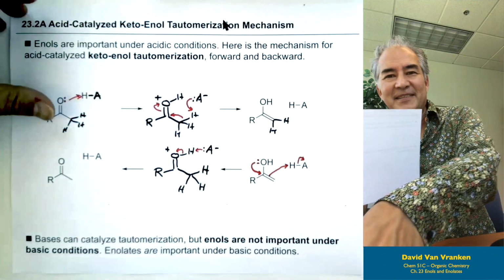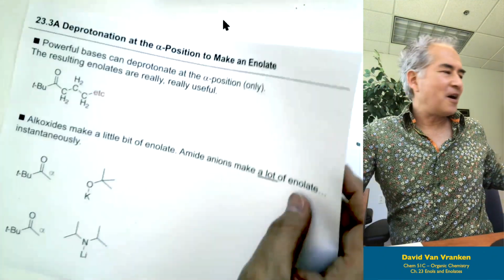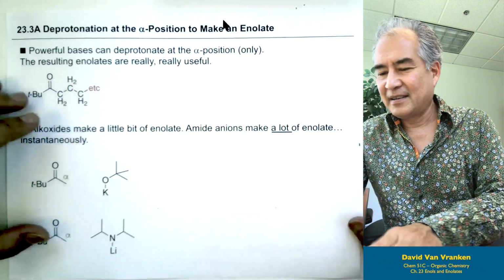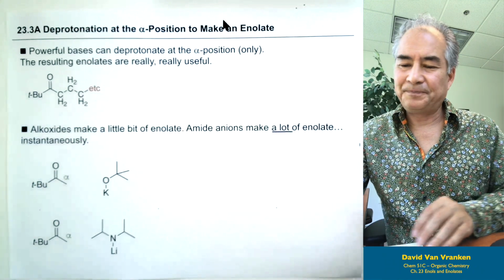Let's talk about bases. What do bases do? We have carbonyl compounds. And those carbonyl compounds have hydrogens at that special position.